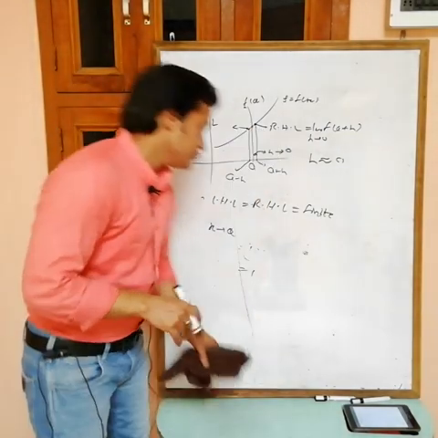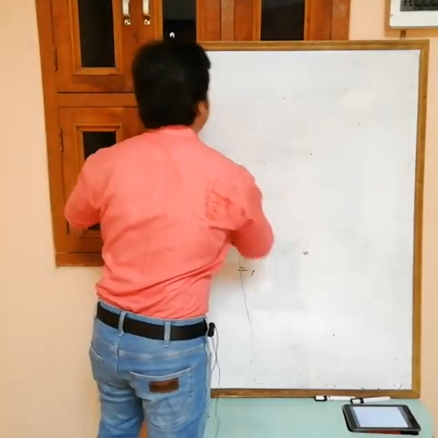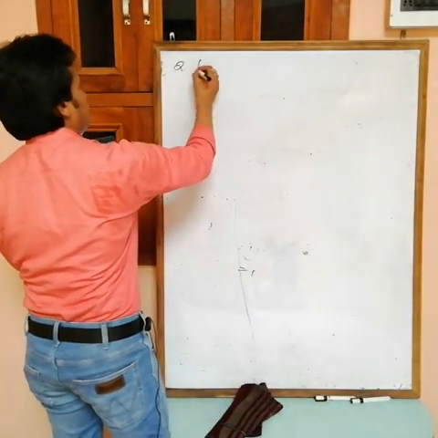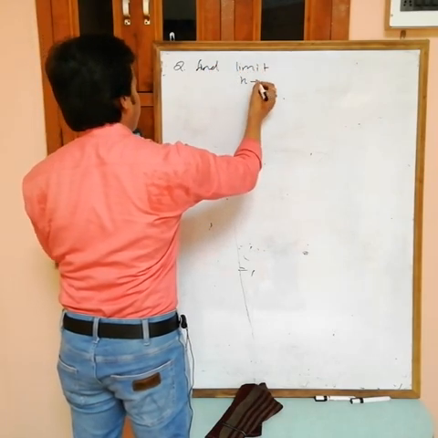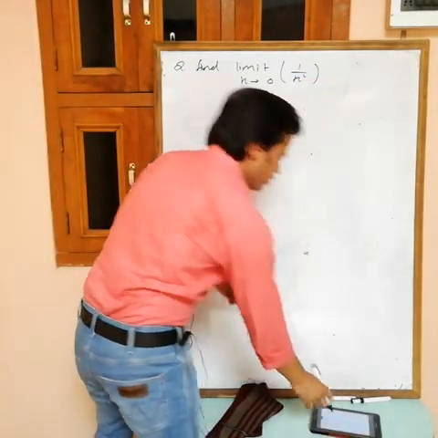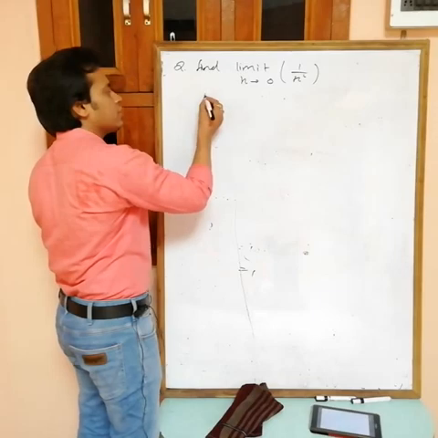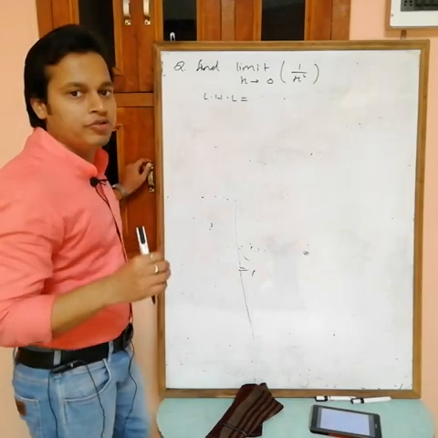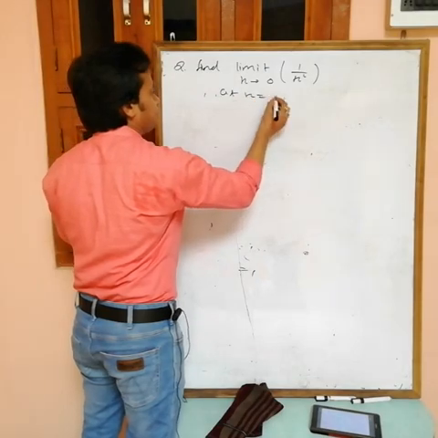Okay, now write the next question. Find the limit as x tends to 0 of 1 by x square. Okay, now again simple, the limit is said to exist if LHL equals RHL equals a finite value. So find LHL and RHL. LHL is the value of the function at a minus h. Here a is 0, because we are finding the limit at x equals 0.